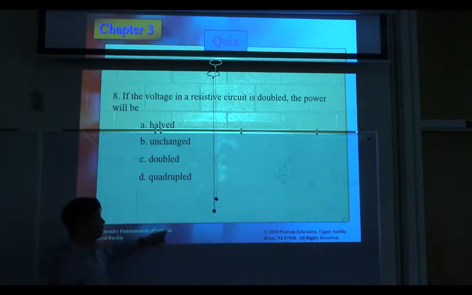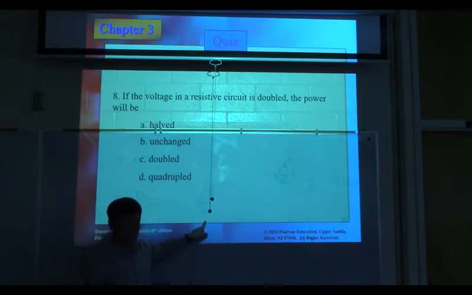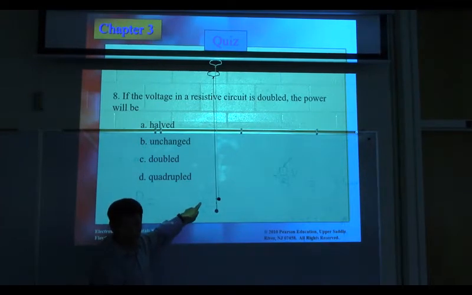As I said, we assume the resistance is a constant, right? Because this circuit is already there. So the R is constant. R is not squared. We double the voltage. It just says, how does the power change? That is the question.